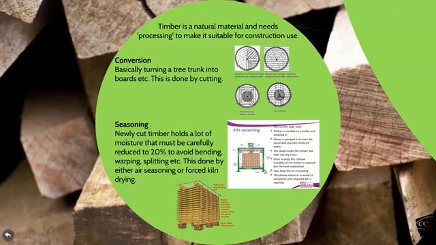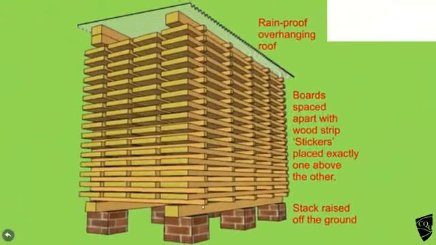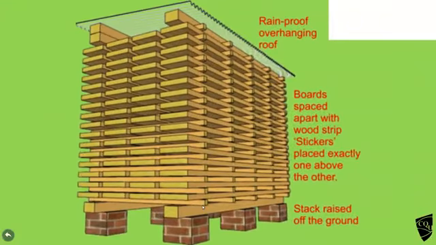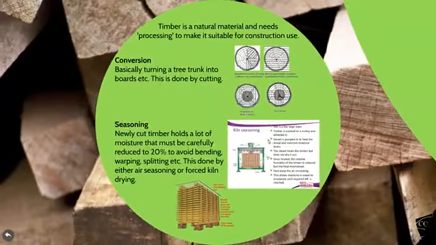Seasoning. New cut timber is very wet, and you need to get the moisture content down to 20% or less. Otherwise, your timbers are going to bend and warp as they naturally dry in the environment. Now you can either do it by stacking it. This is the air method. So you stack it with gaps between all over the place. You protect it from the rain, and then you just allow it to dry through the air.